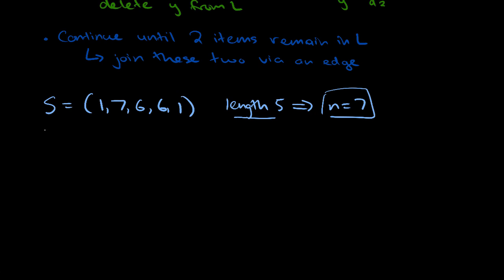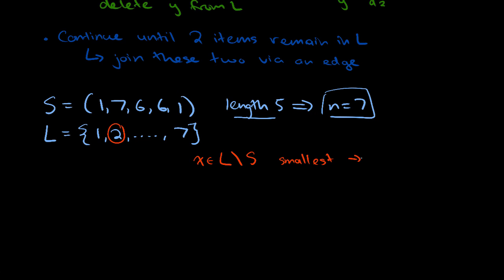Okay, so let's set ourselves up. We know that L is just 1 through n. So 1, 2, 3, all the way up to 7. Okay, step number 1 said find the smallest element which is in L that does not belong to S. So you think, okay, maybe the smallest element in L is 1, but that does belong to S. So the first thing that's in L that doesn't belong to S is this 2 right here. So at the moment, we're looking for X, which is in L, but is not in S, and that is smallest. So we're getting X equals 2.